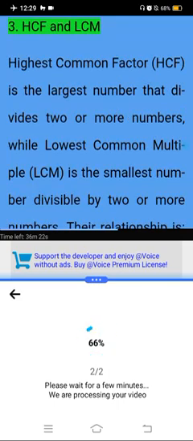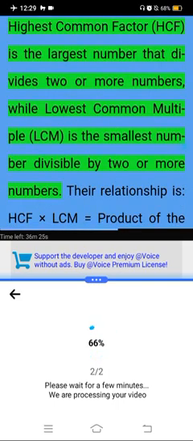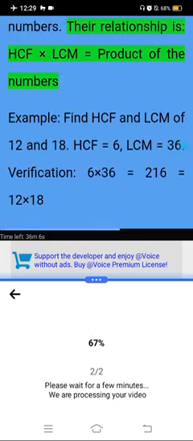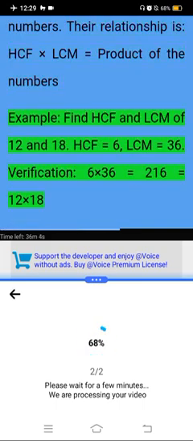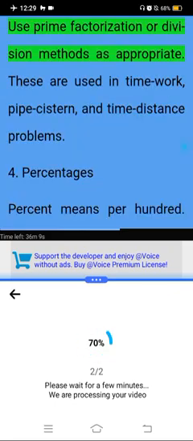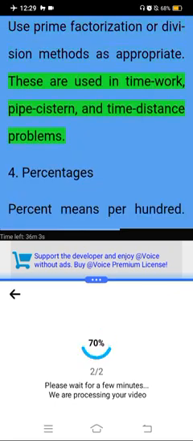3. HCF and LCM. Highest common factor (HCF) is the largest number that divides two or more numbers, while lowest common multiple (LCM) is the smallest number divisible by two or more numbers. Their relationship is HCF × LCM = product of the numbers. Example: find HCF and LCM of 12 and 18. HCF = 6, LCM = 36. Verification: 6 × 36 = 216 = 12 × 18. Use prime factorization or division methods as appropriate. These are used in time and work, pipe and cistern, and time and distance problems.